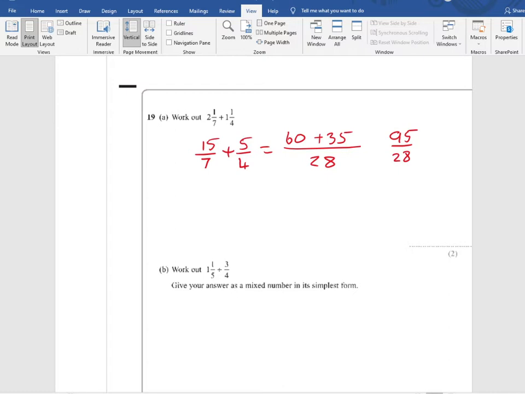Oh, what is it? Did we need to simplify that? It doesn't say. Leave it.